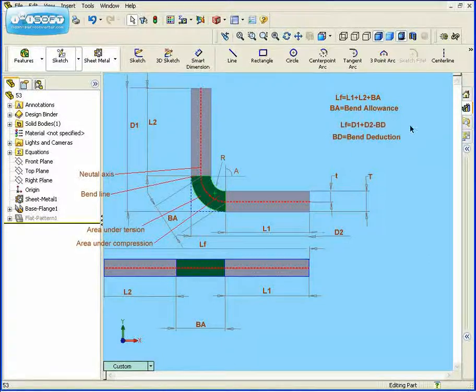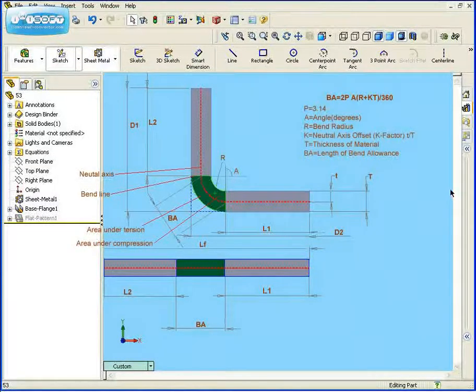Another method is the bend deduction method. The formula is as follows. The flattened length of the part, shown right here, equals D1 plus D2 minus the bend deduction. As with bend allowance, bend deduction comes from the same sources, tables, manual testing, etc. Obviously, it's easy to see how these methods are related to each other based on the formulas that we see right here.